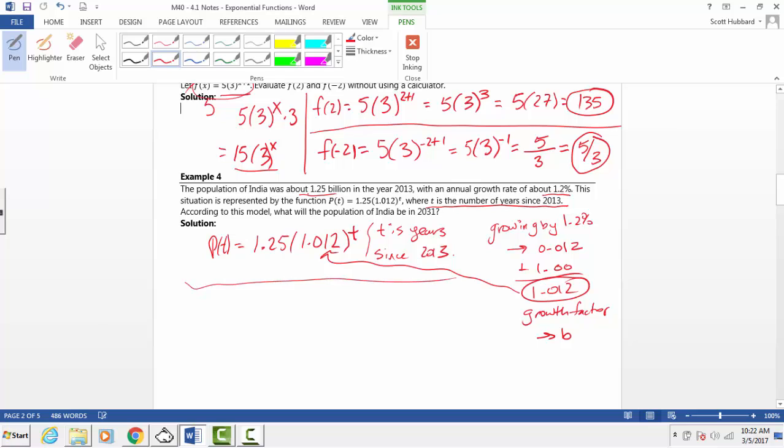Okay, so in 2031, what's going to be the population? Well, first we have to figure out what is that time. Well, remember, we're always doing it with reference to 2013. So if I take 2031 and I subtract 2013 from that, I get 18. And so my t is actually equal to 18 here, not 2031. And now that I know my time, I can then plug that in. So p of 18, that's going to be the population in 2013. Sorry, not 13. In 2031.